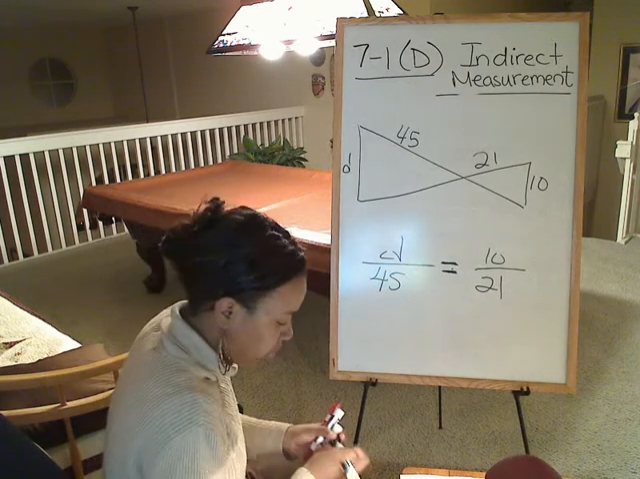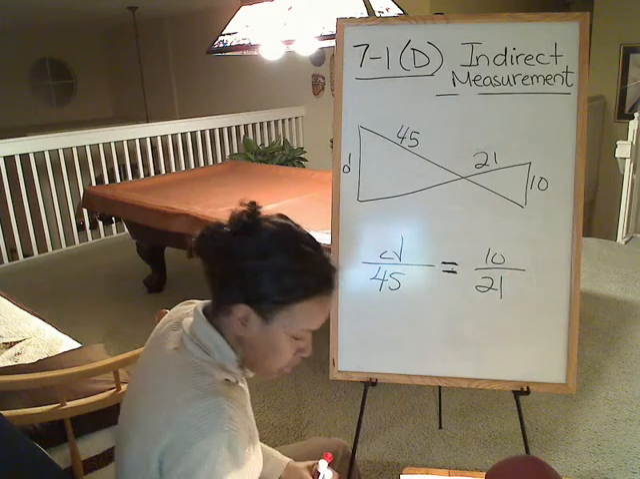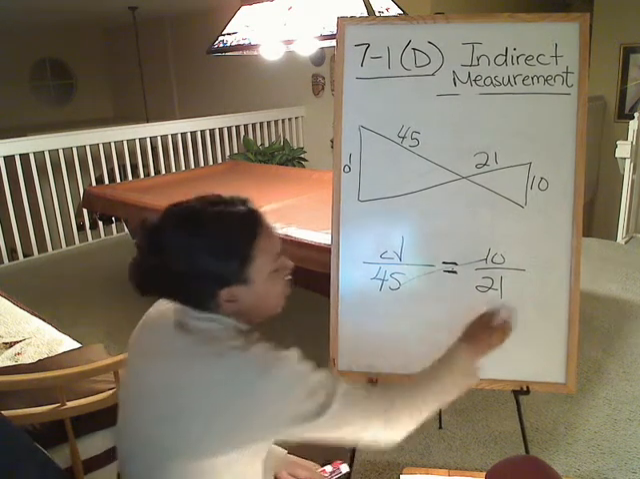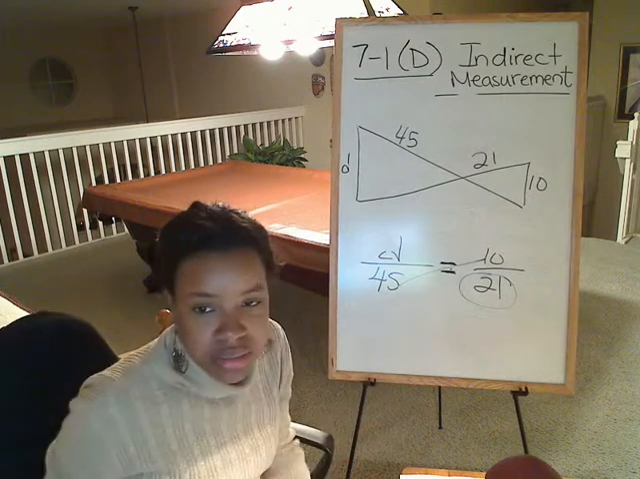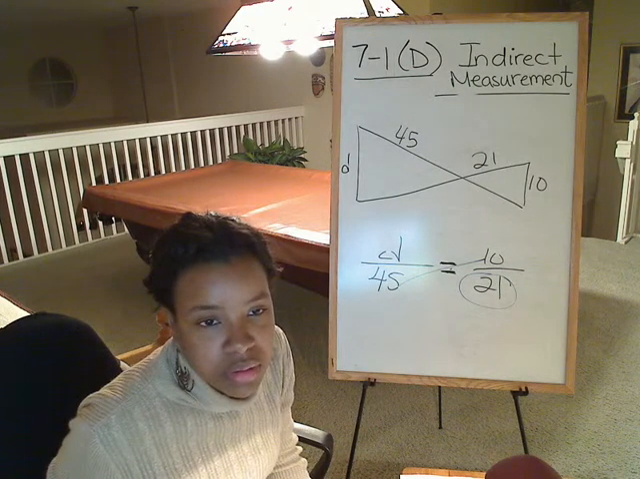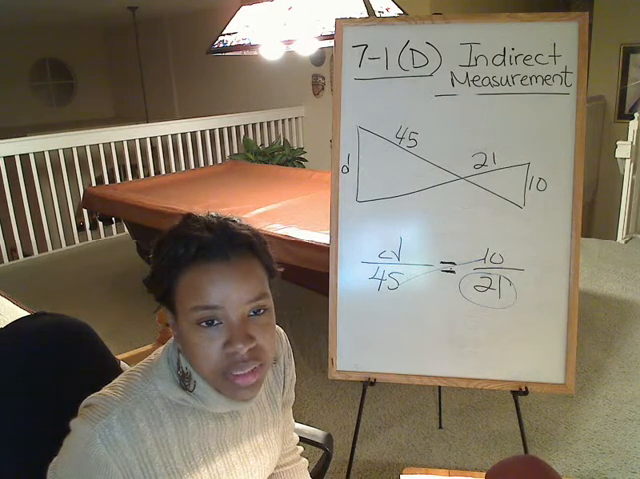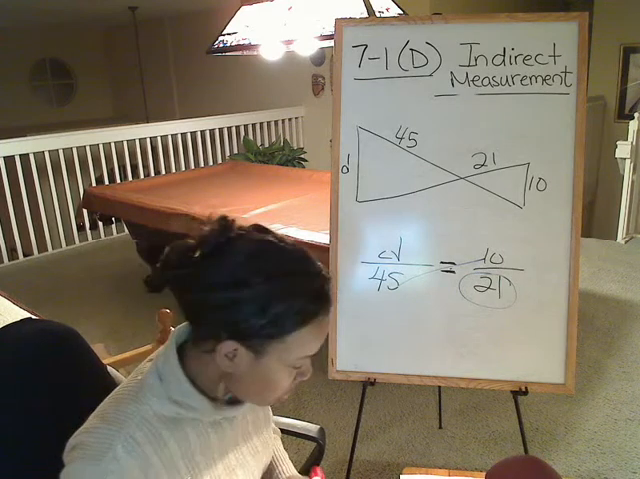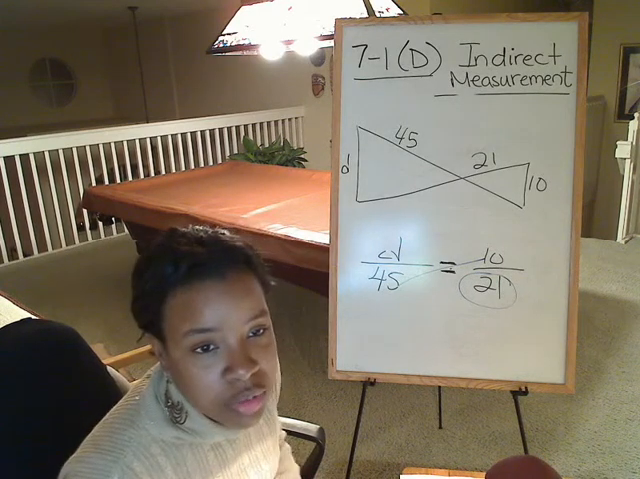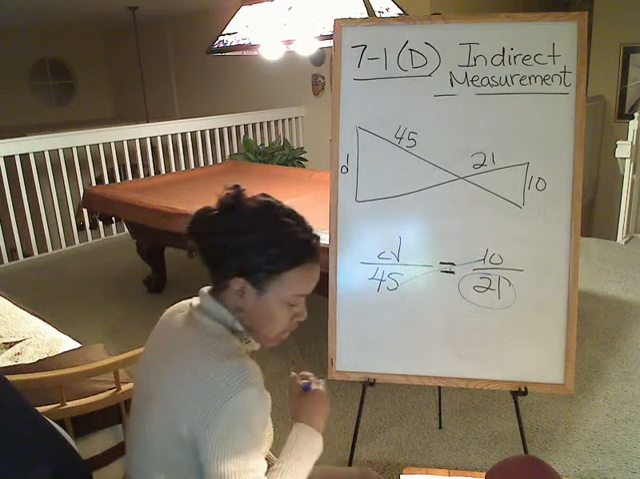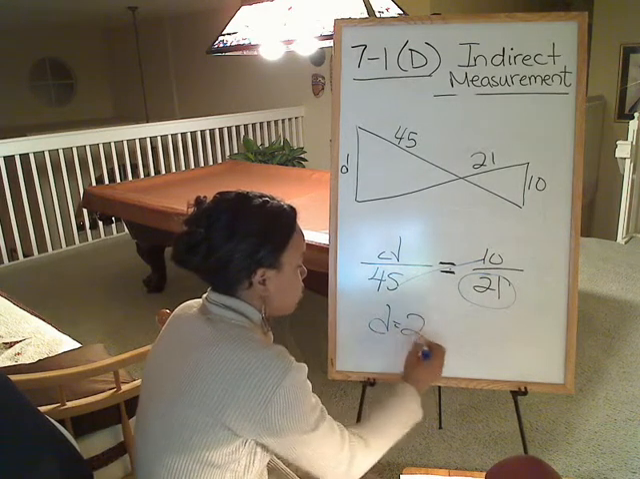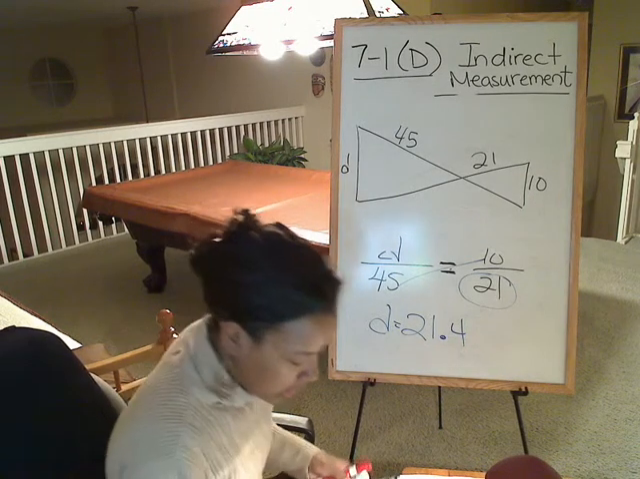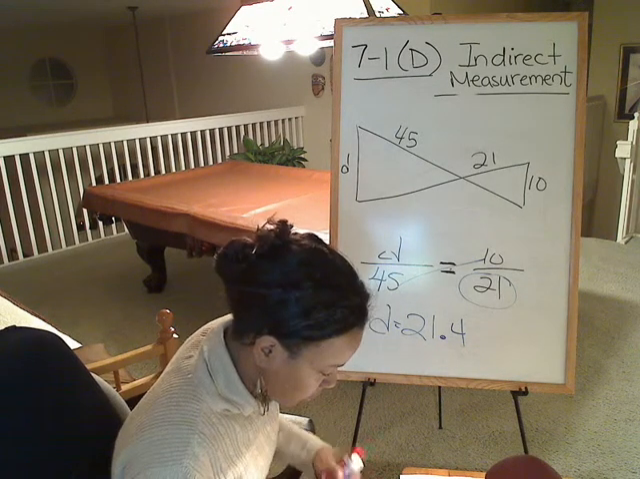Okay? So now we do our regular cross multiplication. 45 times 10 divided by 21 equals, oh, it's a long number that they told me to round, so it's 21.4. Okay, D equals 21.4. Okay, and the very last question, number 6.